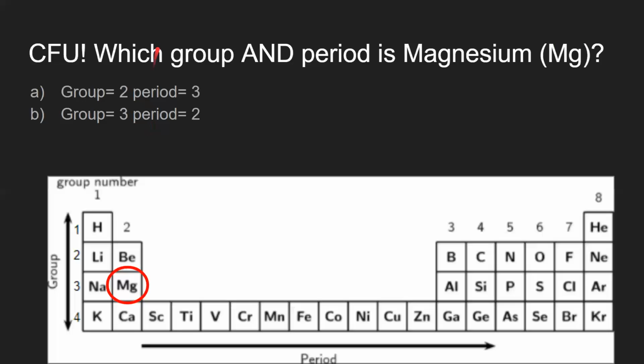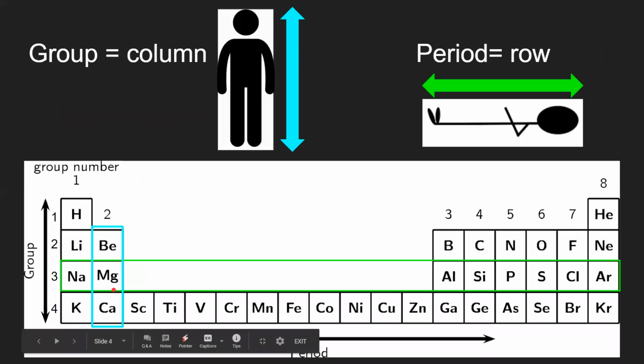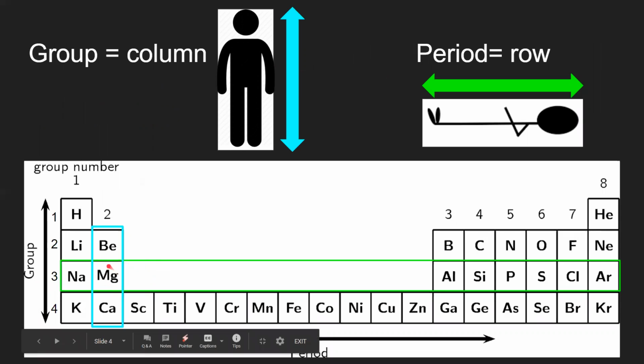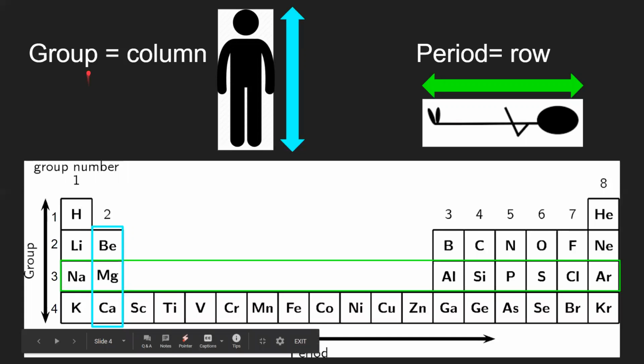Now, which group and period is magnesium? Is it group 2, period 3, or group 3, period 2? Let's see. All right, so we remember that the group is the column, the period is the row. Magnesium's right here, so it has to be group 2, period 3. If you got those two mixed up, just think: group stands up, period lays down.